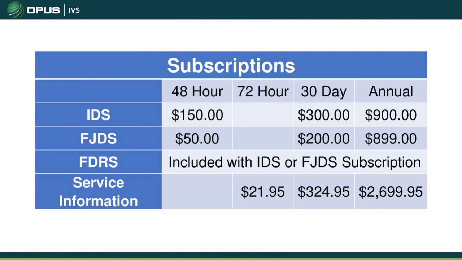Pricing on subscriptions: if you take a look, the short term for FJDS is much cheaper than the short term for IDS. So if you have a module that you need to square away, just a one-time use programming, it might be a little cheaper that way, and it works with both hardwares. IDS would be full function, not just programming only.